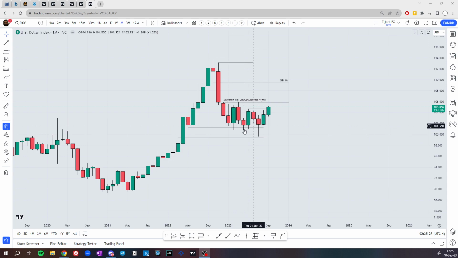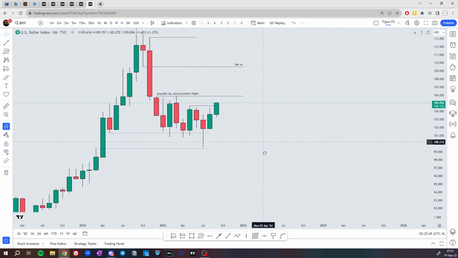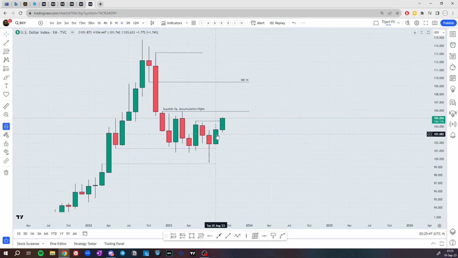Then price has taken the sell side liquidity below the accumulation, filling the monthly fair value gap here, the monthly BC, and price right now is targeting the accumulation highs. We're going to have a distribution above these highs, filling the monthly CB. As the August candle has closed bullishly above July's high, it has been a confirmation for price to continue higher.